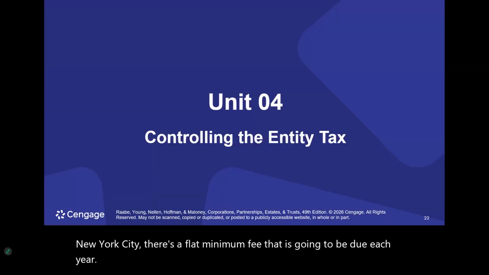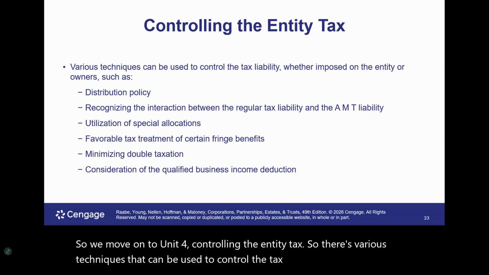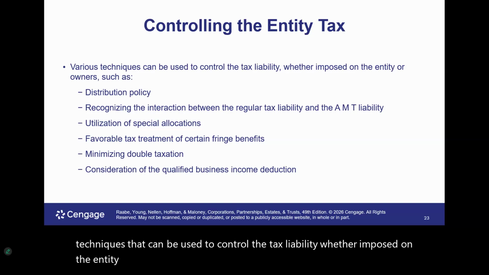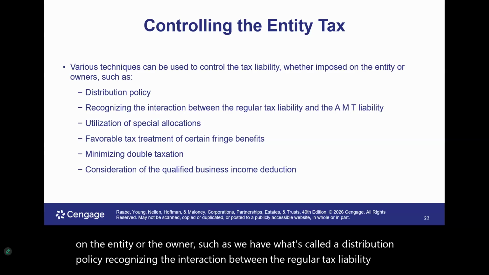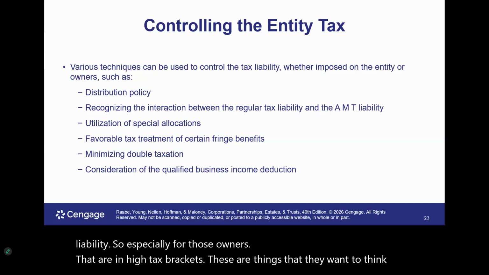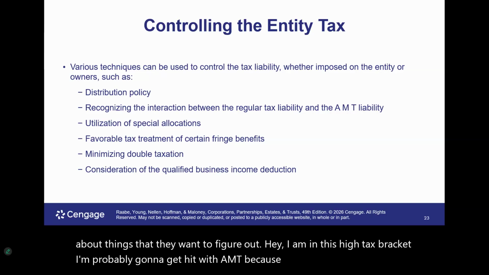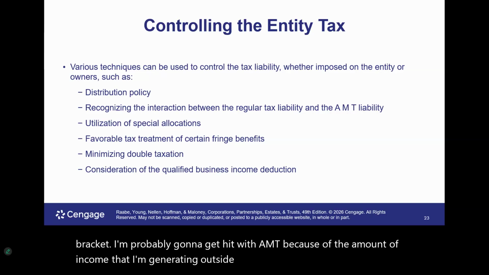So we move on to Unit 4, controlling the entity tax. So there's various techniques that can be used to control the tax liability, whether imposed on the entity or the owner, such as what's called a distribution policy, recognizing the interaction between the regular tax liability and AMT liability. So especially for those owners that are in high tax brackets, these are things that they want to think about, things that they want to figure out. Hey, I am in this high tax bracket. I'm probably going to get hit with AMT because of the amount of income that I'm generating outside of the business. This is something that they need to consider.